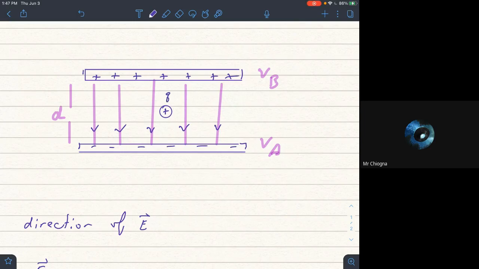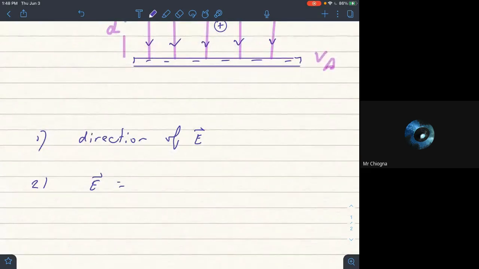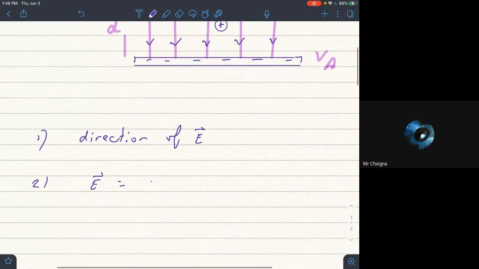Call it small q. What is the equation for the electric field in terms of the electric potentials and the distance d? Yeah. So it's VB minus VA over d. The short way is just VBA. That stands for VB minus VA.